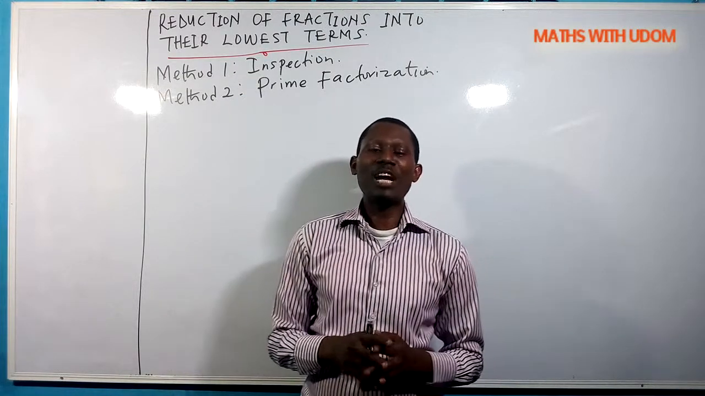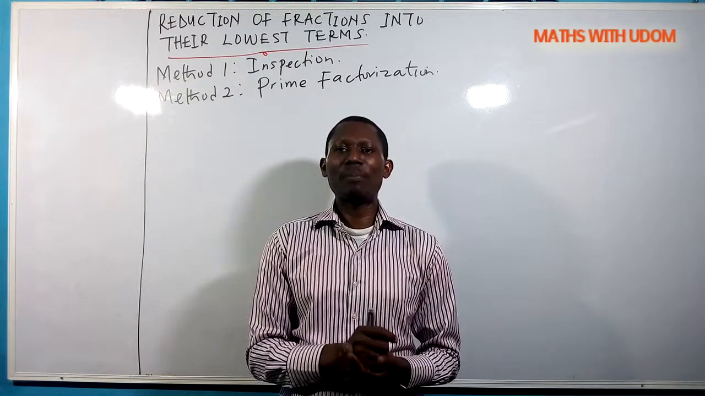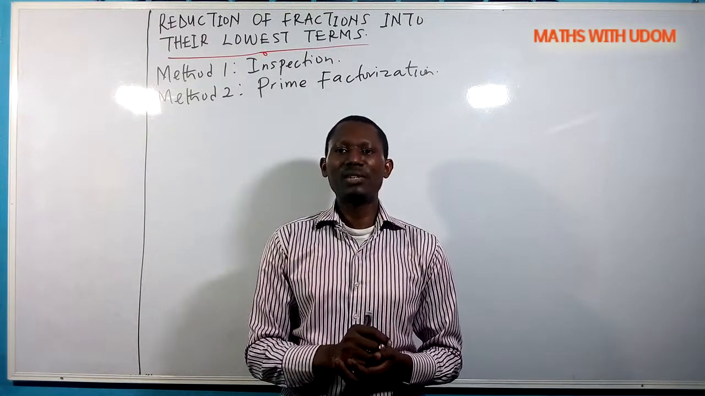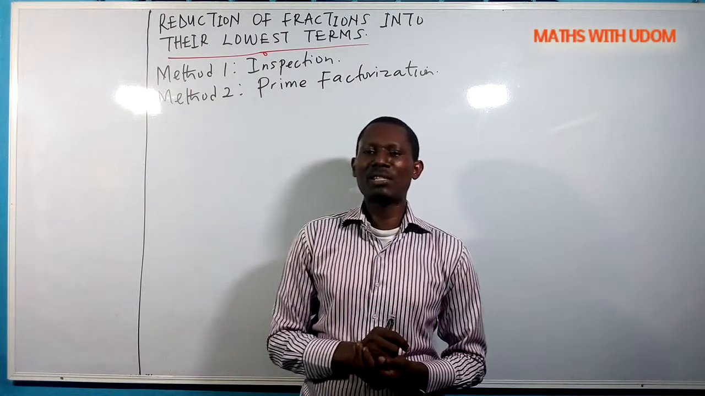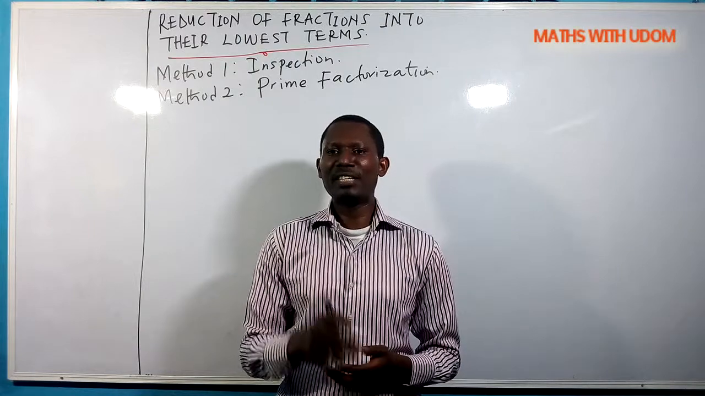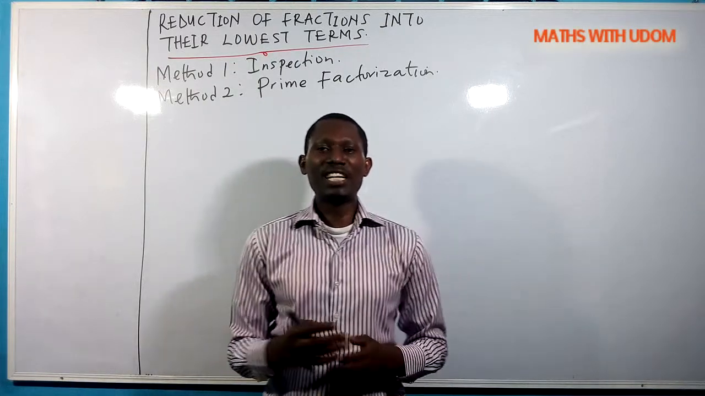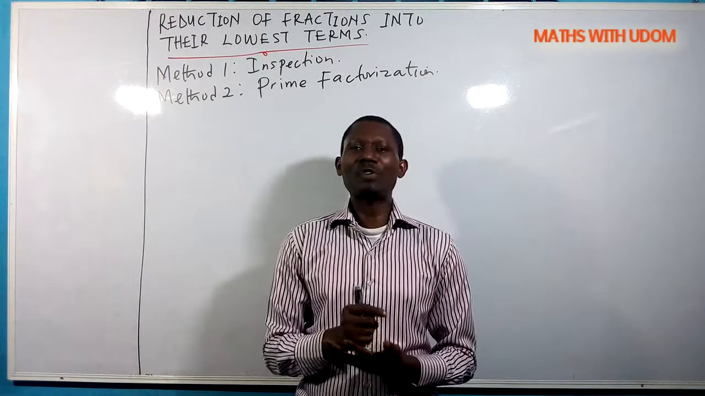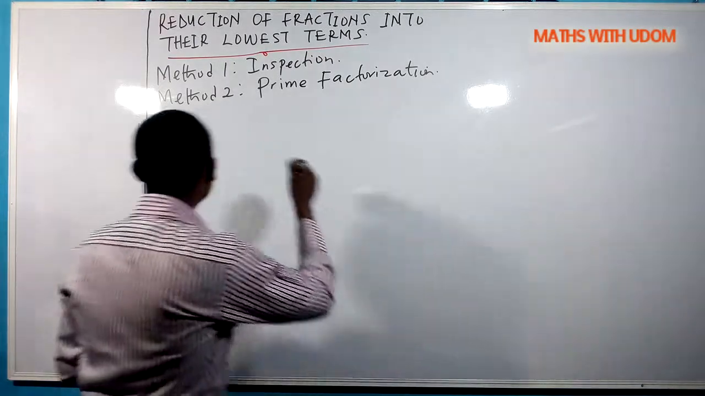And then for the prime factorization method, we are going to write each of the numbers in their prime factors. You spread out the number, writing their prime numbers, and then you start dividing the numbers. So let's have an example: we are going to express the following fractions in their lowest terms.